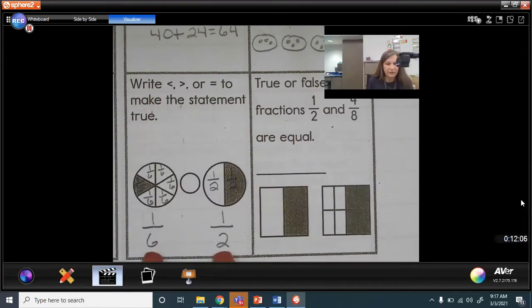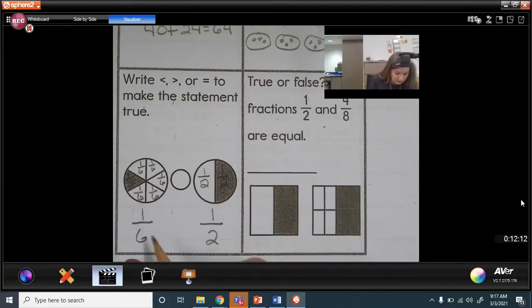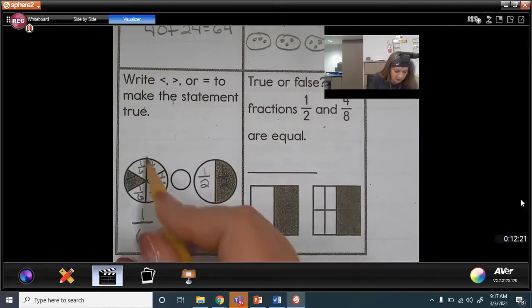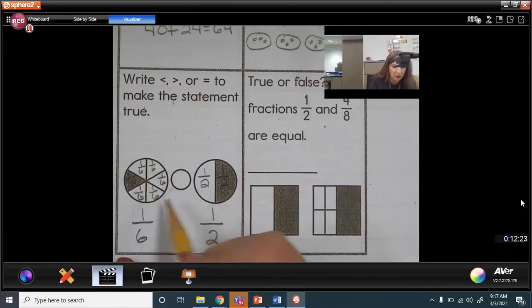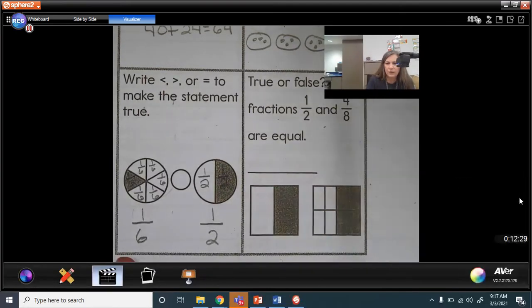Now, when you compare their size, remember you're looking at this 6th is going to be less than this half. And why is that? Because when you break something up, when you took this whole circle and you broke it up into 3 equal pieces and then you cut those into 2 more, you kept making those pieces smaller and smaller.